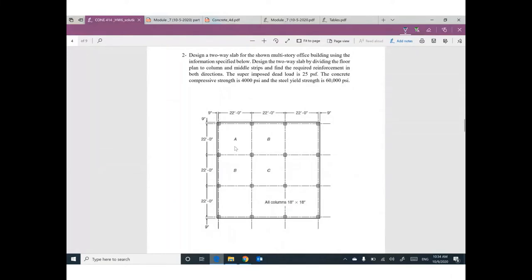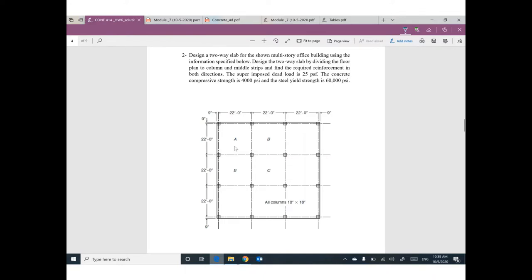Anyway, second question in the homework. We have two-way slab without beams. So we need to design it. If you would like to check whether it is one-way or two-way, longer divided by shorter, smaller than 2. I believe longer divided by shorter equals 1, because we don't have longer, we don't have shorter. Both of them equal, 22 and 22. So this one is two-way slab without beams.